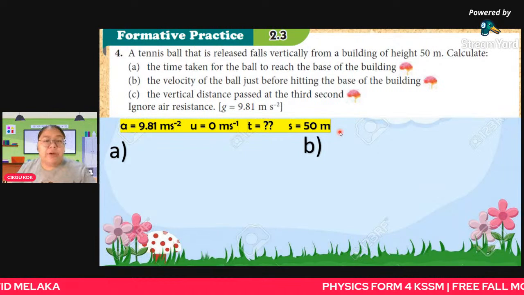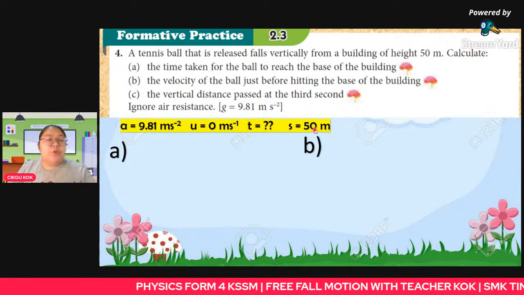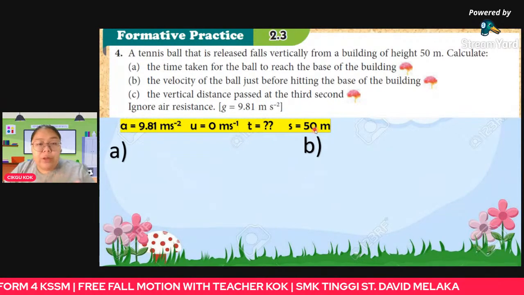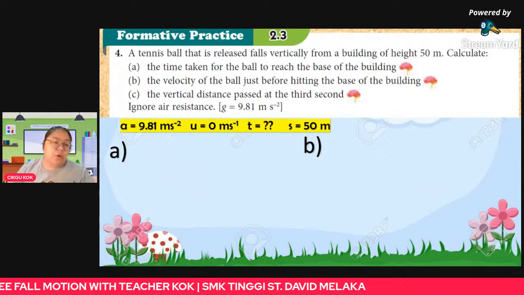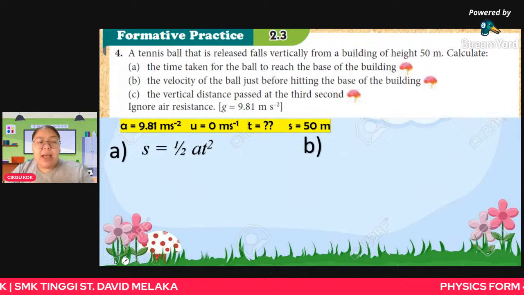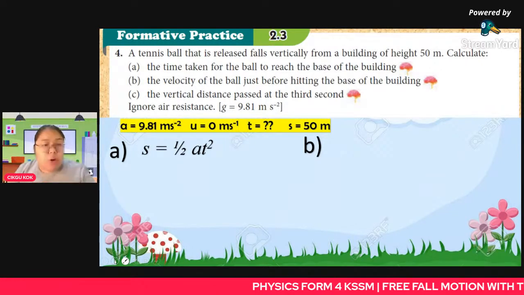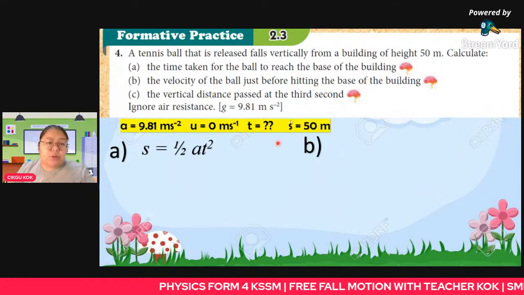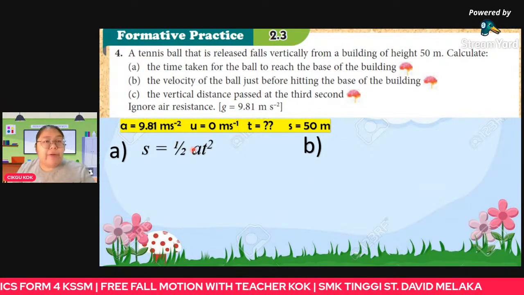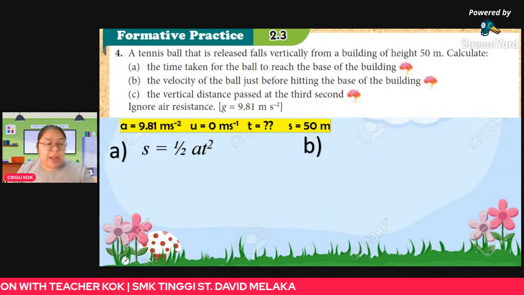Okay, so from here, which equation do we need to use to find the time? From here, we don't have V. No V. So no V, which equation? No V should be the third equation. Third equation is S equal UT plus half AT squared. UT I just ignore. Why do I ignore the UT? Because it's 0. Okay, so I just take half AT squared. Okay, half A, I put 9.81.